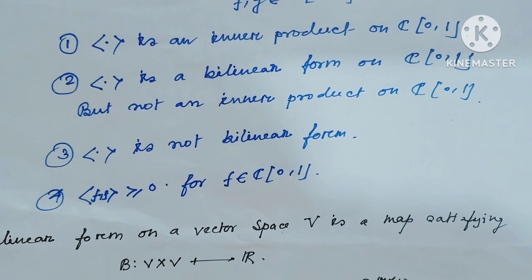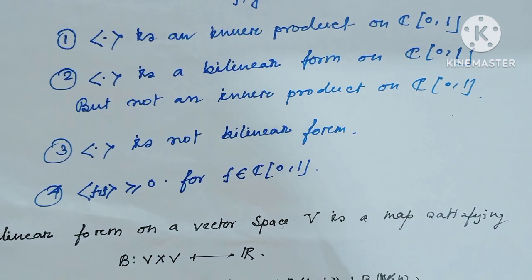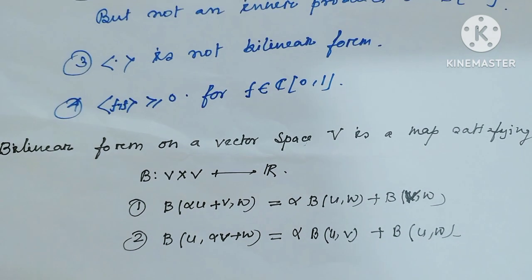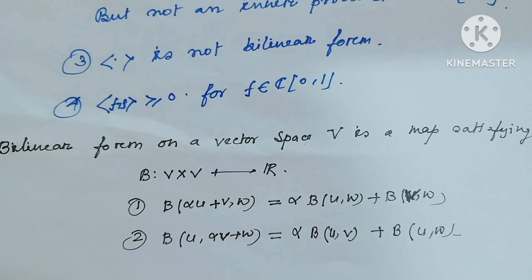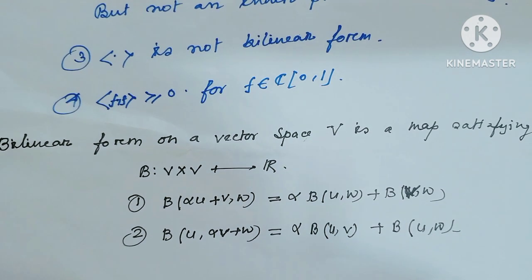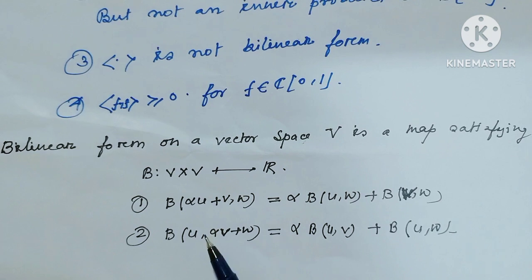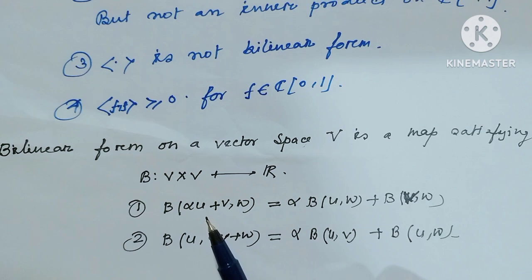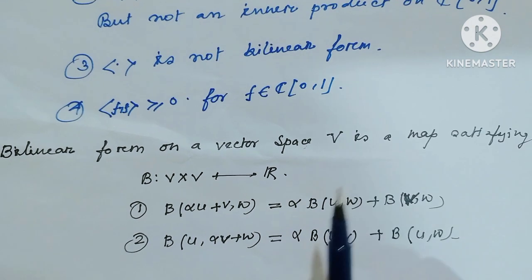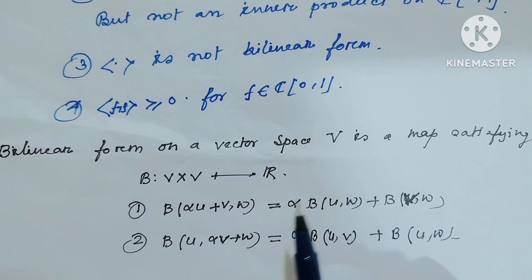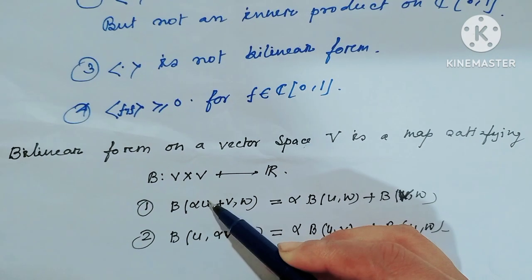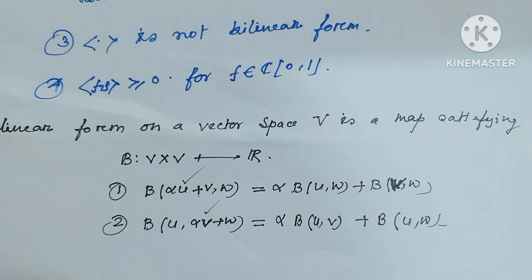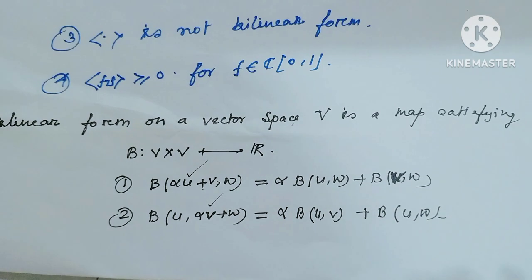Here is the question about inner product and bilinear form. We all know a bilinear form on a vector space V is a map which is linear component-wise. In an inner product, we all know inner product of alpha u comma v equals alpha times inner product of u and v. But bilinear means this is linear about this component, and also linear about this component. Then this is the bilinear form.